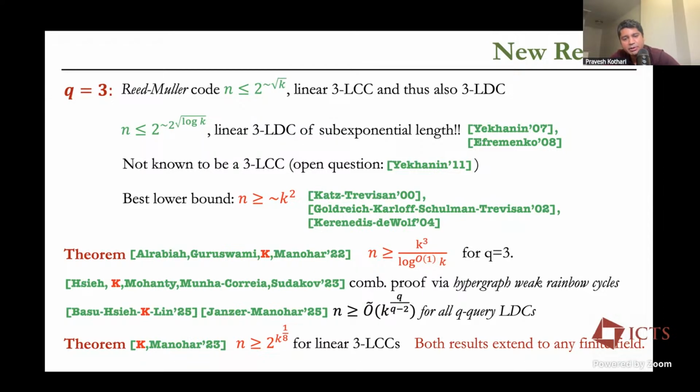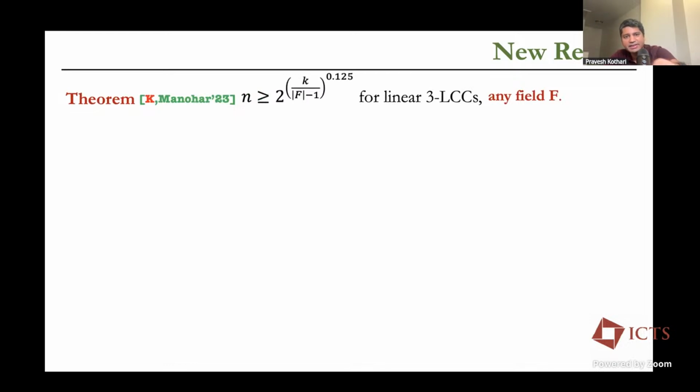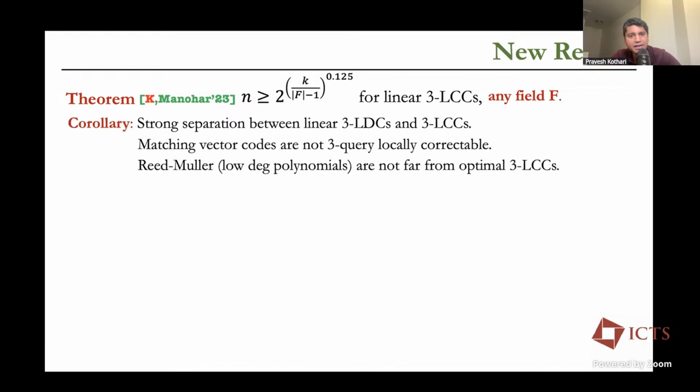This bottom theorem is about 3-query locally correctable codes, and this is something that we were able to do last year. We proved that, surprisingly, for 3-query locally correctable codes, you can prove a much stronger lower bound. You can prove an exponential lower bound as opposed to the polynomial lower bounds that were known before. We were able to prove that n is at least 2 to the k to the 1/8 for 3-query locally correctable codes. And both the LDC lower bounds and the LCC lower bound written here extend to any finite field, but let me just stick to binary for today. We do lose something in the field size, so any finite field is fine, but if its size grows with k, then the bound gets weaker.